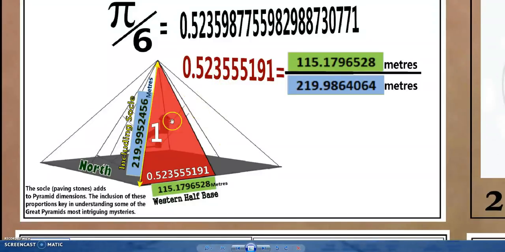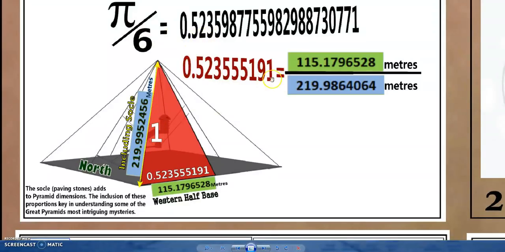But for instance, on the northwest corner, the half base from the peak to the corner, including the socle of a paving stone, gives it a slight bit of extra height, and this isn't usually included. But if you do, we get this ratio. Now that's based on the measures, again within a fraction based on the information that is available. But if you're splitting hairs, the number actually resolves to pi/6, and that's what we have.